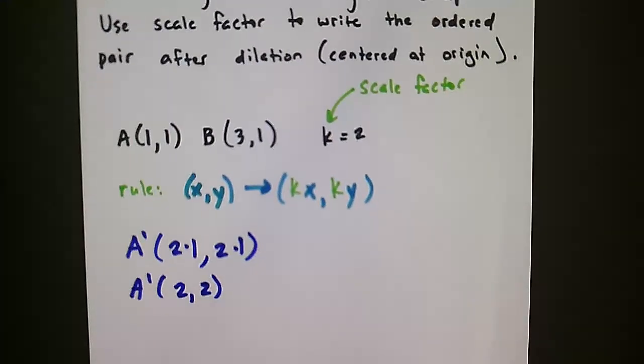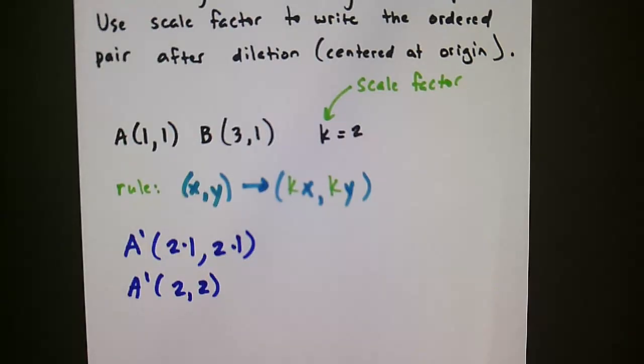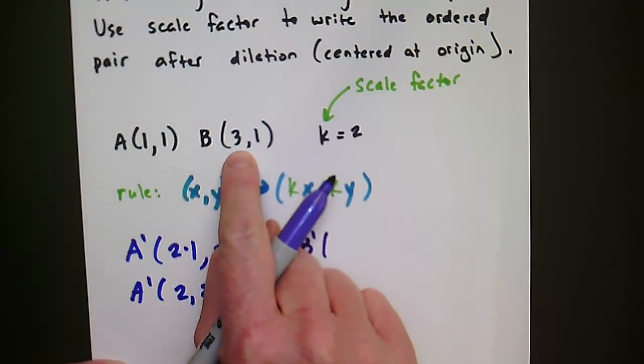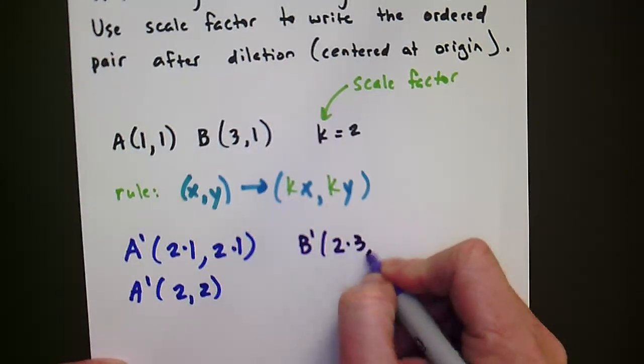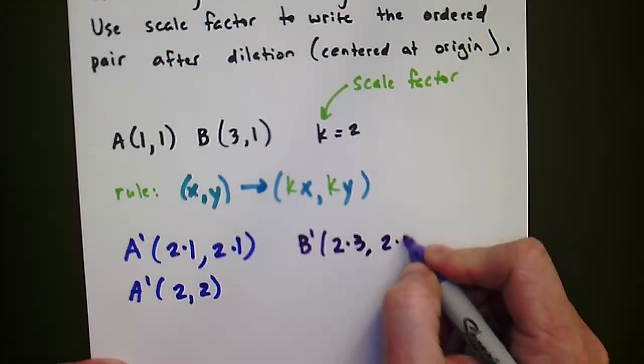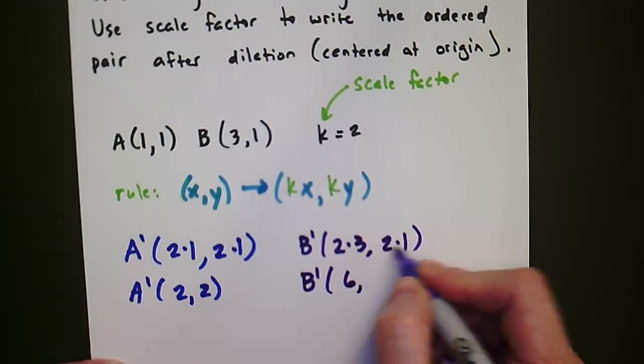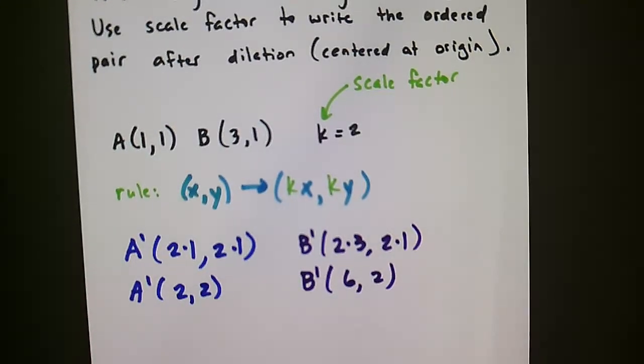And then I'm going to follow that same rule with my B prime. It's going to be 2 times the x value, which was 3. So 2 times 3 for my x value. And then again, 2 times 1 there. So my B prime really becomes 2 times 3, which is 6, and 2 times 1, which is 2.